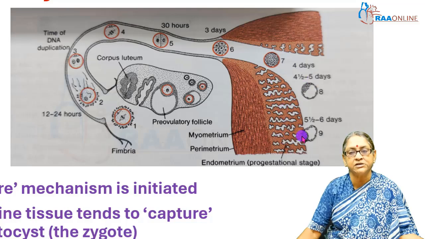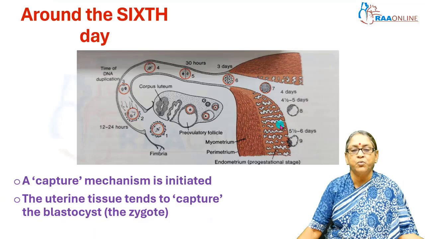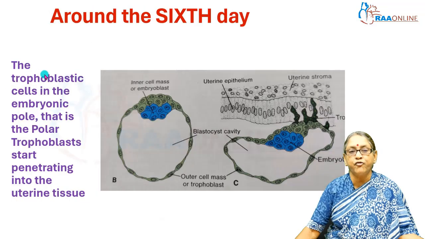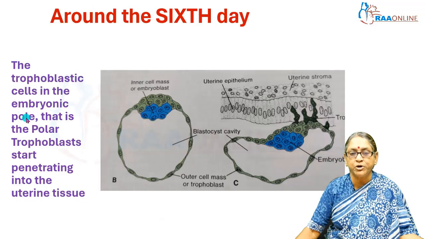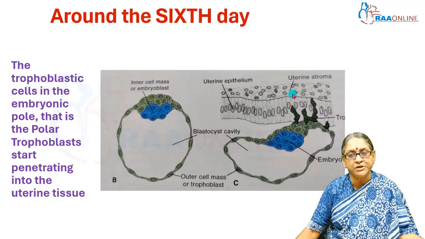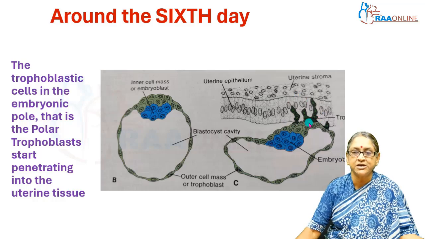The capture mechanism is initiated. So what is exactly happening in this capture mechanism? The trophoblastic cells in the embryonic pole start penetrating. And what's going to help this penetration is the capture mechanism.